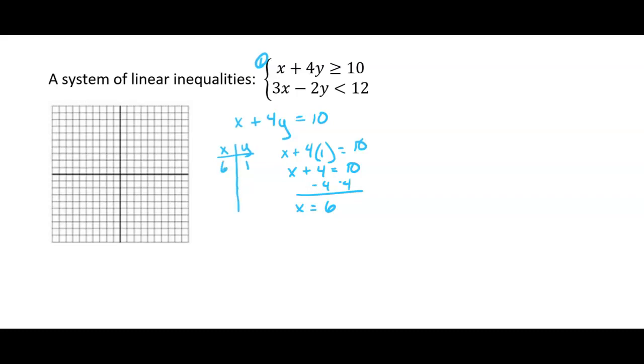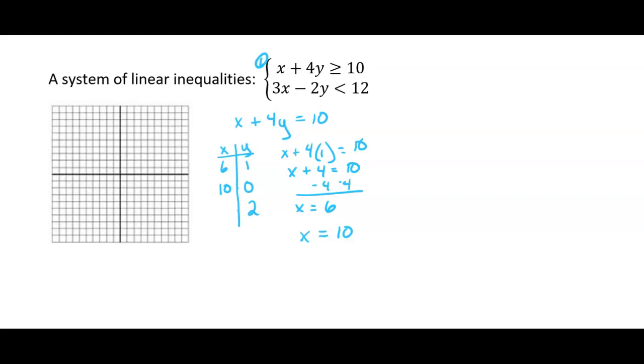6. All right, and maybe we want to put in 0 for y. Okay, and then if I put in 0 for y, I would have x equals 10, because 4 times 0 would just be 0, so I'd get a 10 over here. And then what else is a good number to pick? Maybe I want to pick 2 for y. So let's let y be 2.